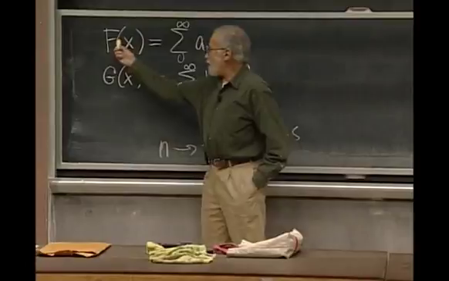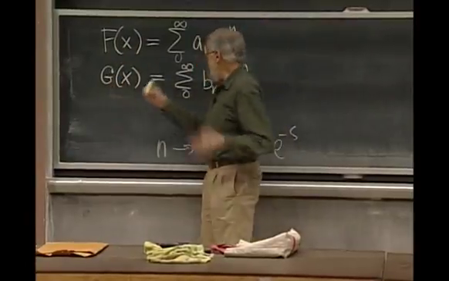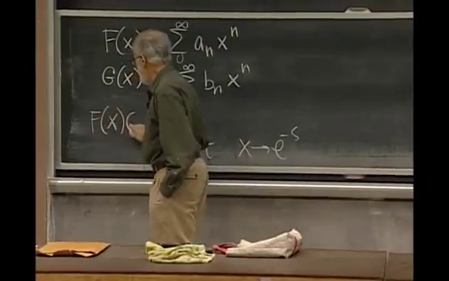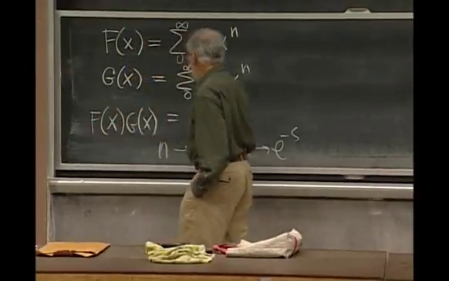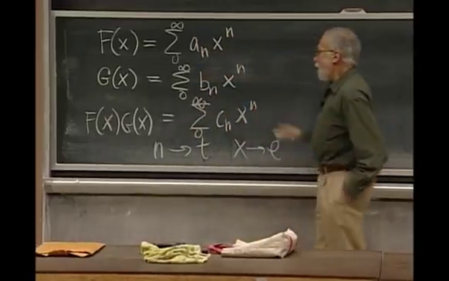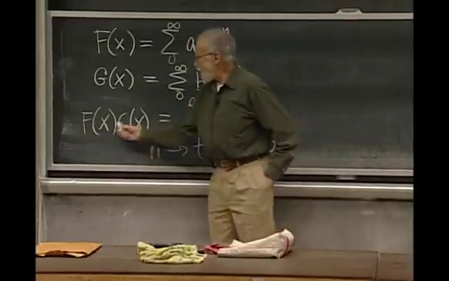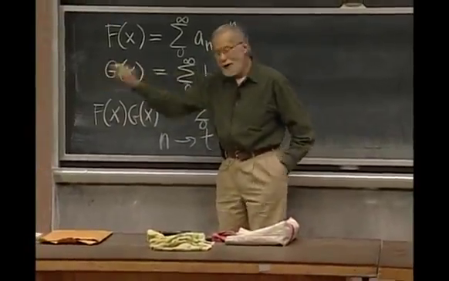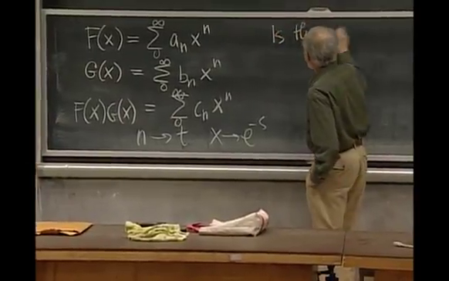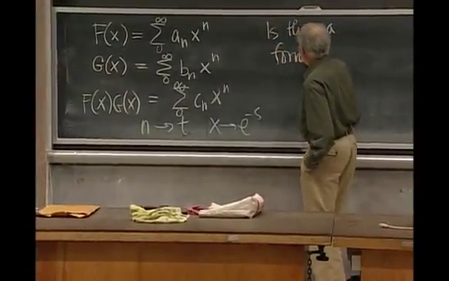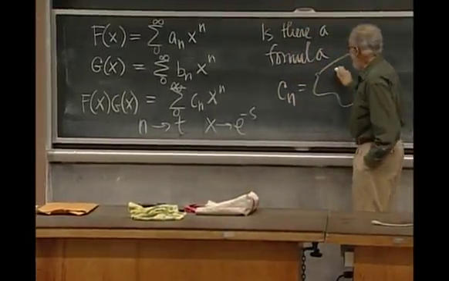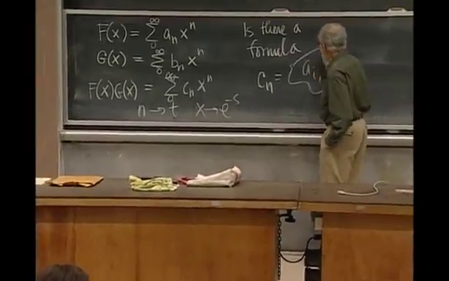But suppose instead I multiply these two guys. Well, in that case, I'll get a new power series. I don't know what its coefficients are, but let's write them down. Let's just call them c_n. So what I'm asking is, if this corresponds to the product of the two Laplace transforms, what I want to know is, is there a formula which says that c_n is equal to something that can be calculated out of the a_i and the b_j?